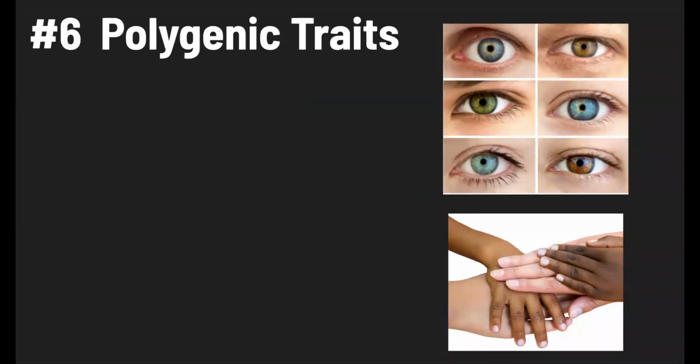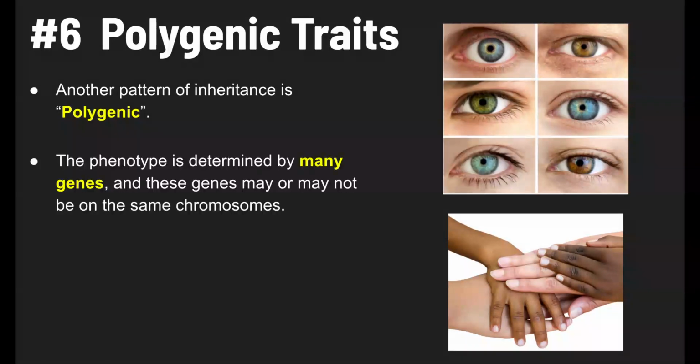Okay, we'll finish here with polygenic traits. So with polygenic traits, the phenotype is determined by many genes. So in all the previous examples, we've been talking about alleles for just one gene. So there can be a variety of alleles for just one gene. But some of your traits are determined not just by one gene, but by many genes. And so these genes, they may or may not be on the same chromosomes.